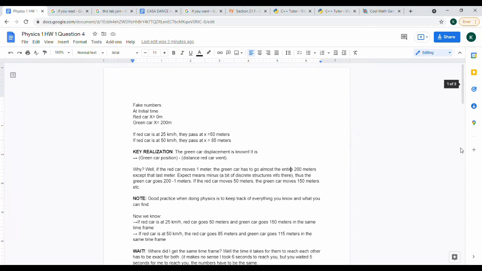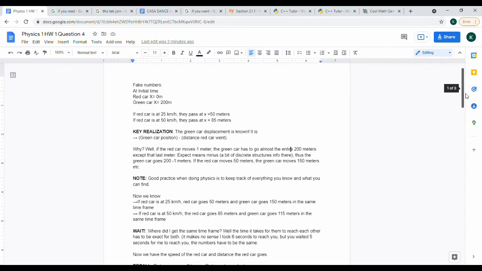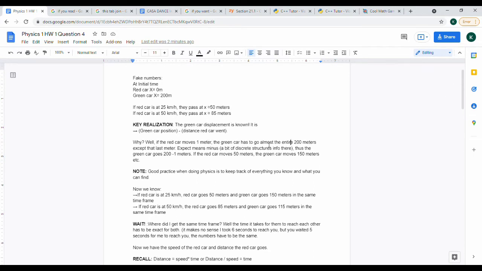That's because the green car's displacement is just the green car's starting position of x minus the distance the red car went. Why? Well, it's pretty simple to understand. If the red car moved 1 meter, the green car would have to move, let's say in my case, 200 meters, except that very last meter. So it would go 200 minus 1 meter. If the red car moved 50 meters, then the green car would move 200 minus 50 meters. Okay, so we know the displacement of the green car in 2 cases.